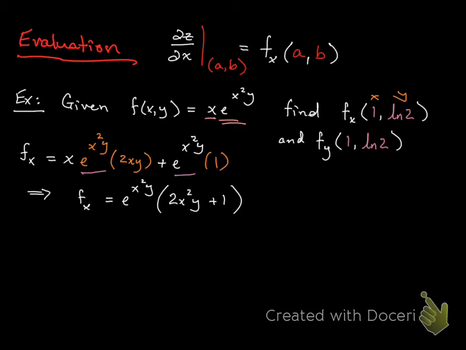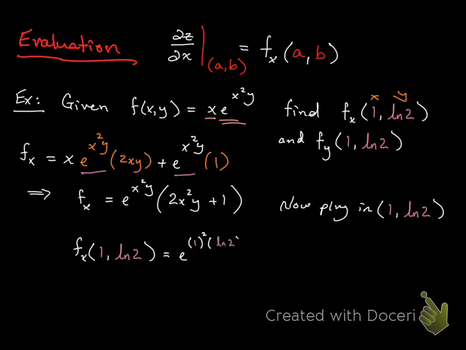Okay? So now I'm going to evaluate this. Now I'm just going to plug in the point when x is 1 and y is the natural log of 2. So f subscript x evaluated at that point. For x, I'm going to plug in 1, and for y, I plug in natural log of 2. So I see this. And now to crunch the numbers, right?